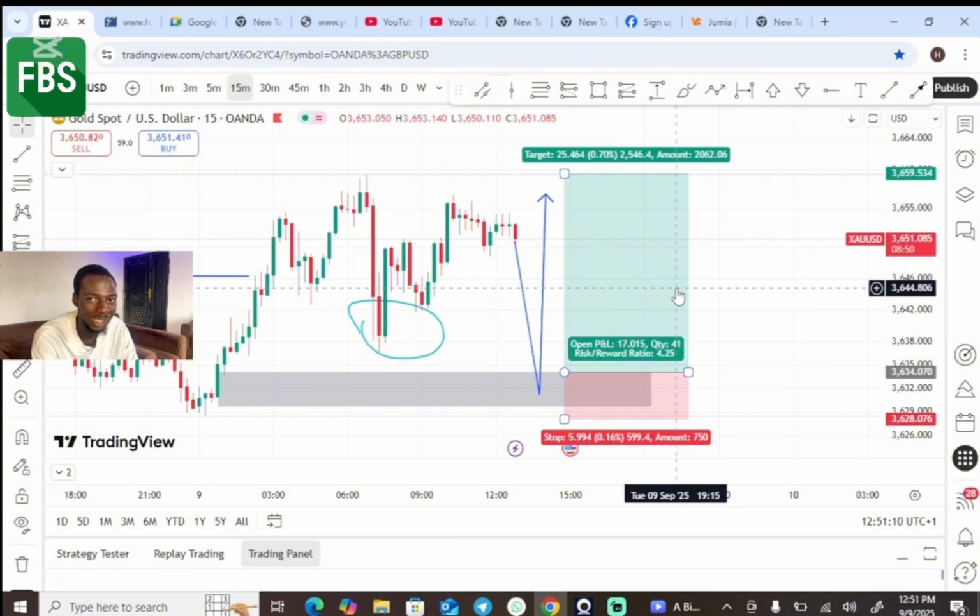Are you seeing it? I just analyzed this chart in a matter of minutes. It is not even up to 5 minutes that I finished analyzing this chart. So this is what technical analysis should be. It shouldn't be a state whereby you start analyzing the chart, looking at the chart for like 5-6 hours.